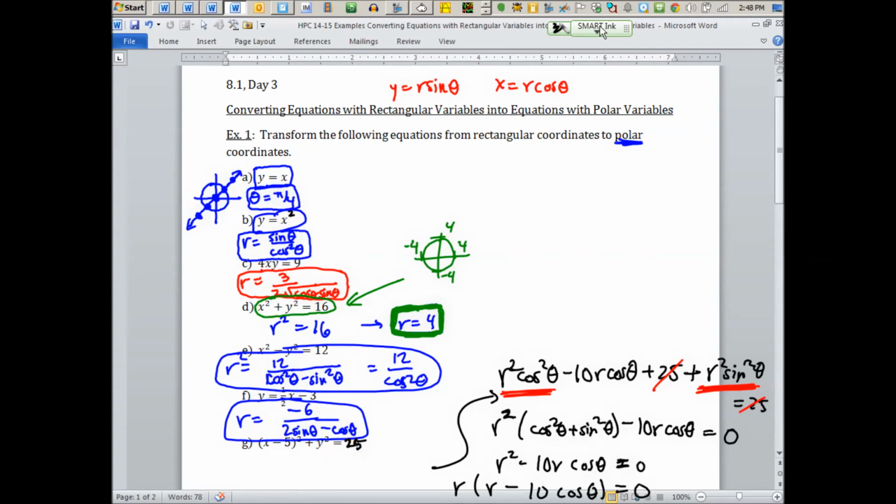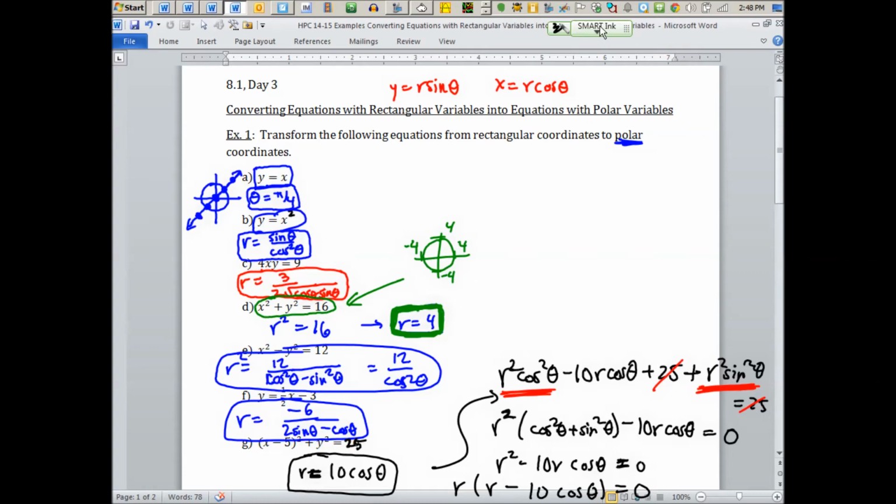And I get r equals 0, r equals 10 cosine theta. But if theta is 90 degrees, pi over 2, I would have gotten r equals 0 anyway. So I've got a bit of a redundant solution here. My final answer, I'll just go with r equals 10 cos theta.